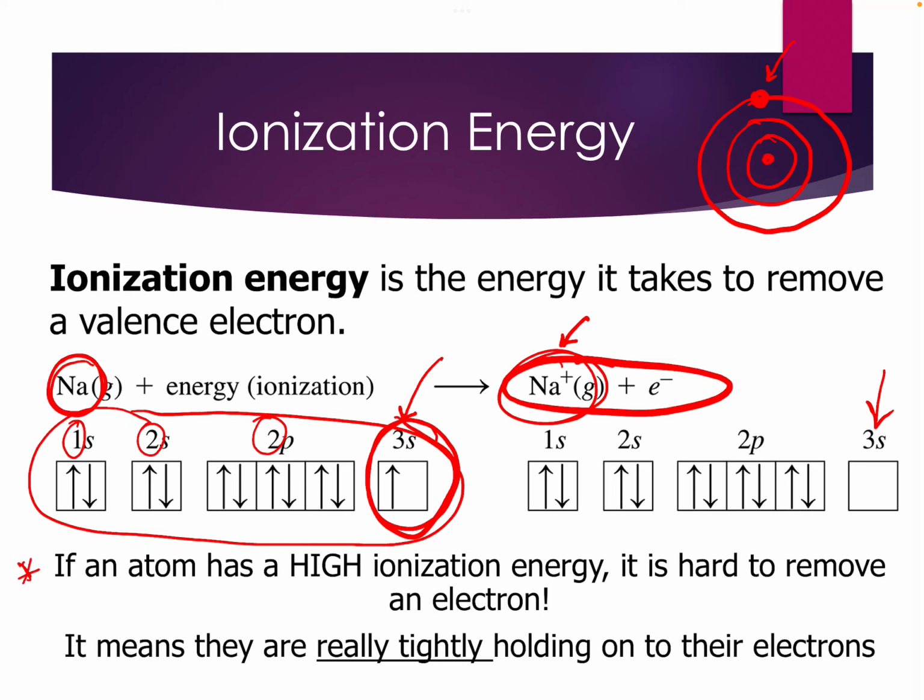That means that electron is bound really tightly to that atom. It's attracted to the nucleus, and so that would make it harder to remove. You can think about ionization energy as the cost to remove an electron. If it has a high ionization energy, you can think about it as a high energy price. It costs a lot of energy to remove that electron, whereas something with a low ionization energy is more of a low energy cost. It's easy to pull that electron off.